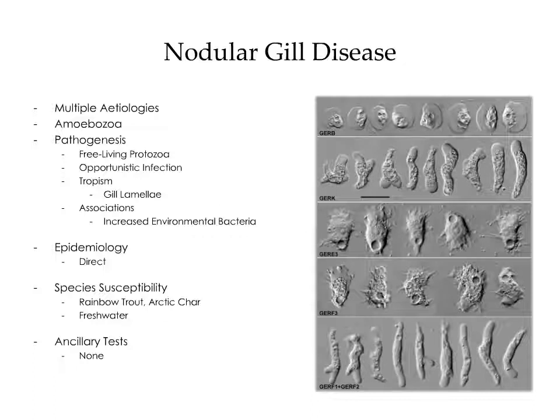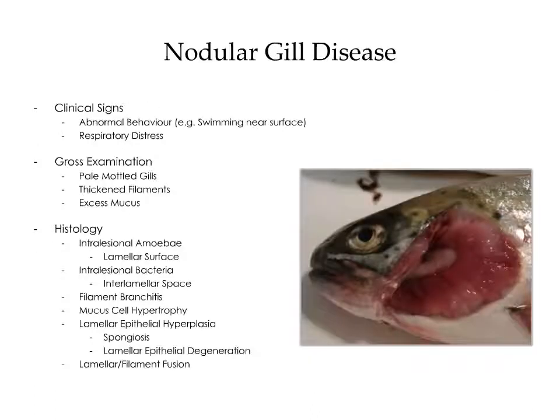In regards to epidemiology, transmission is direct. Various species of freshwater fish are susceptible to infection, including rainbow trout and Arctic char. At present, ancillary testing is unavailable. Clinical signs associated with nodular gill disease include abnormal behavior and respiratory distress. Examples of abnormal behavior include swimming near the surface.